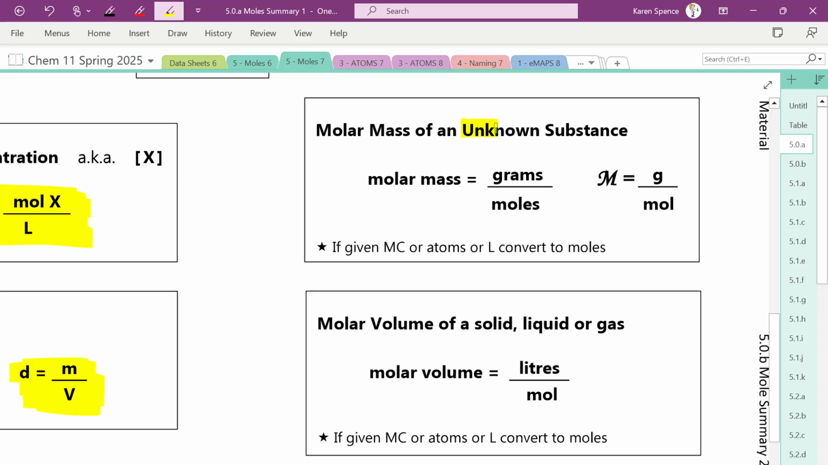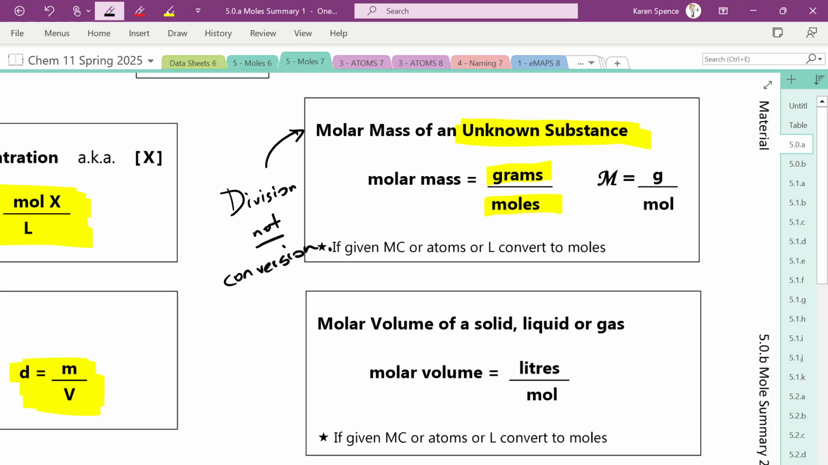Molar mass, if you have an unknown substance, you cannot look it up on the periodic table. I'm like, there's an unknown substance. Do you know its formula? No. How could you look it up? You can't, but you will be given the grams and you will be given the moles. And again, this is a division, not a conversion. Okay? We won't be doing molar volume unless you're interested in doing some enriched stuff. Okay? And I can provide that to you on another day if you want it.